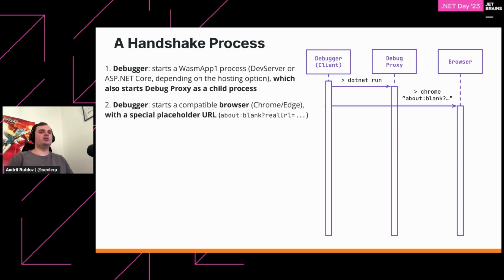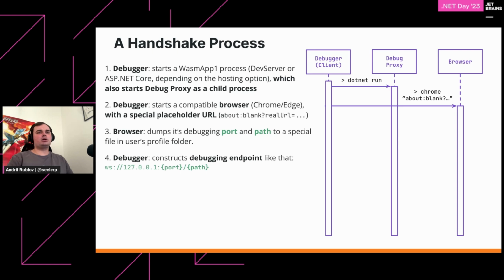It is important to make a clarification here. We launch the browser not with the actual or final page of the application, but with a special URL that we call a placeholder. We will talk about why this is needed later. At the time of startup, the browser stores the port and path in a special file inside the user's directory, which is required to create a debugger connection. After that, the debugger client creates a debugging endpoint, a special WebSocket URL that includes the port and path obtained after reading the file from the previous point.